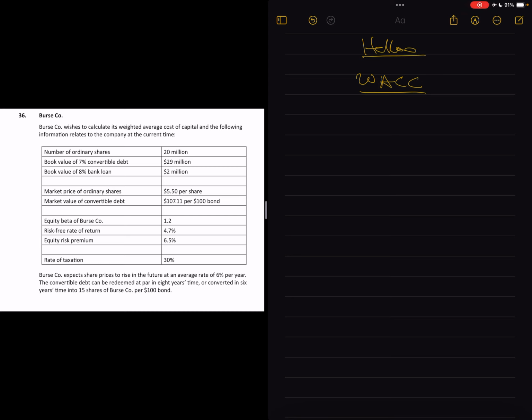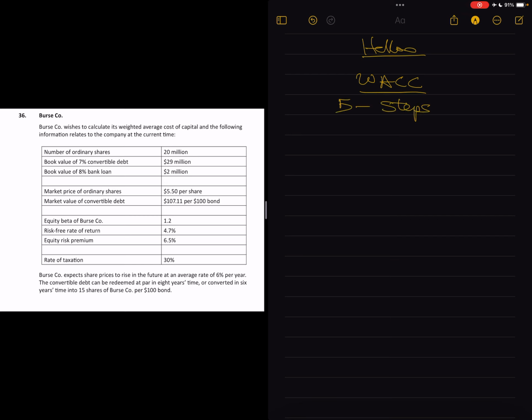And the first one, as you can see there, is ordinary shares. We have convertible debt and we have bank loan. But I want us to start practicing how to use those 5 steps approach to WACC, which I taught you in my previous video. So remember, to calculate WACC, we're going to use 5 steps.